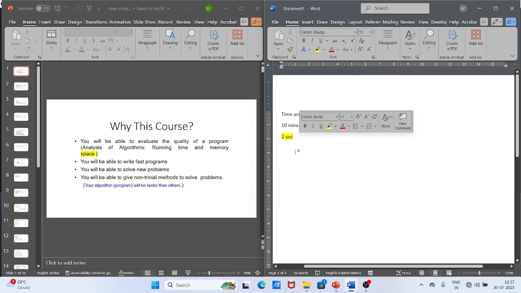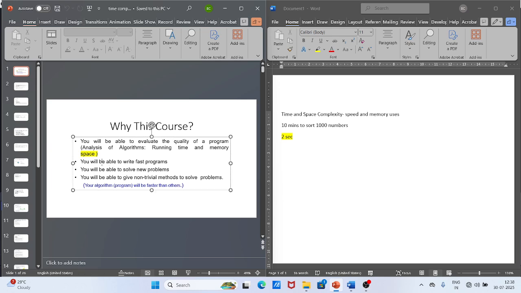This course will teach you how to measure how good or bad your program is, and write programs that run faster, solve new and complex problems, and come up with smarter, optimized ways to solve problems. So, by the end, you will be able to evaluate the quality of your code in terms of how quickly and efficiently it performs.